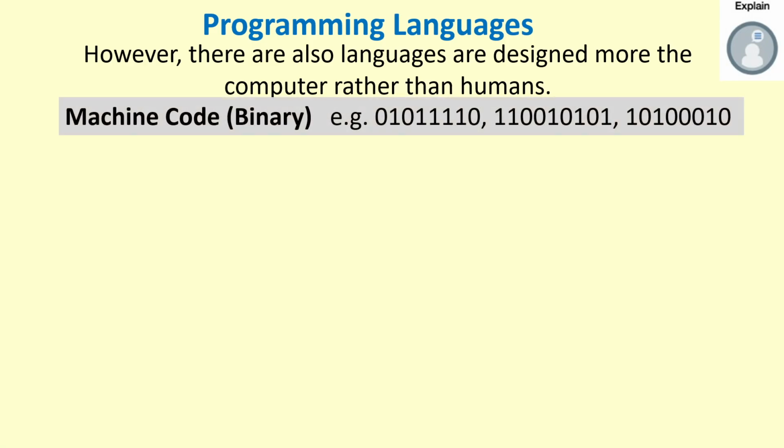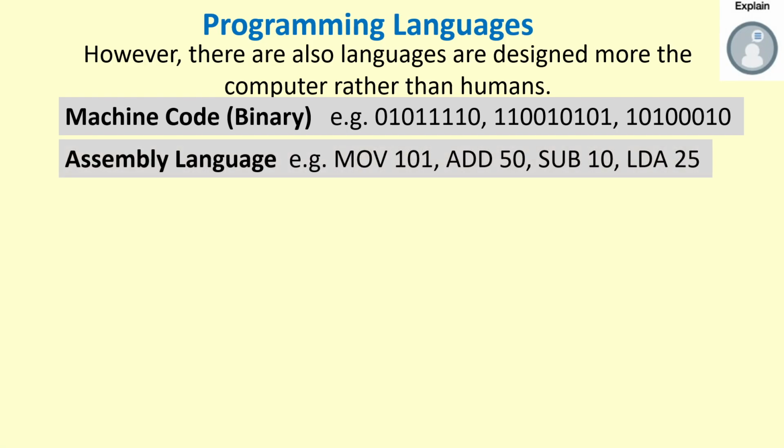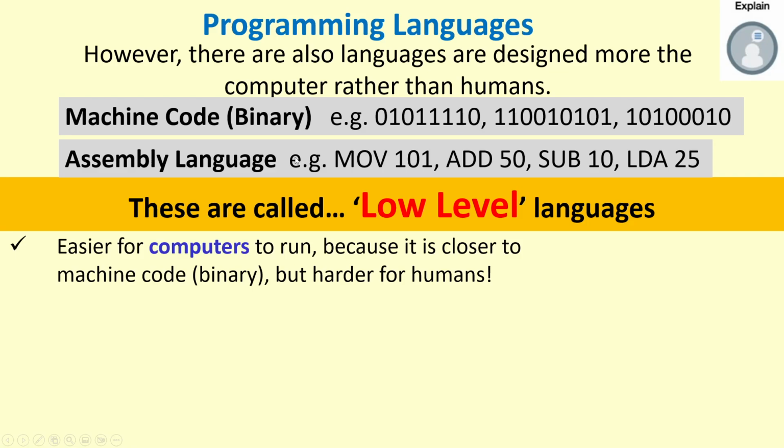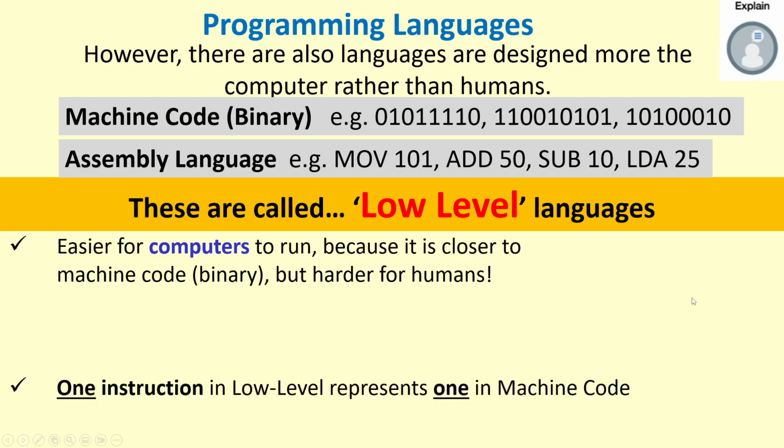However, there are also languages designed for computers rather than humans, such as machine code and assembly language. These are low-level languages. Low-level languages are easier for the computer to run because they are closer to machine code or binary, but they are much harder for humans. At low level, one instruction is one in machine code. There is a one-to-one relationship.